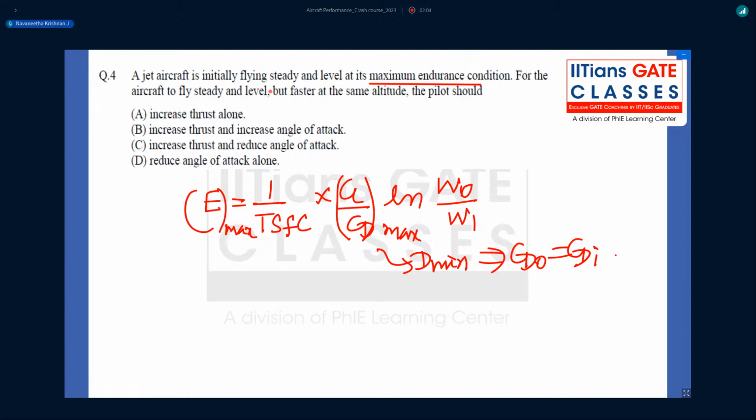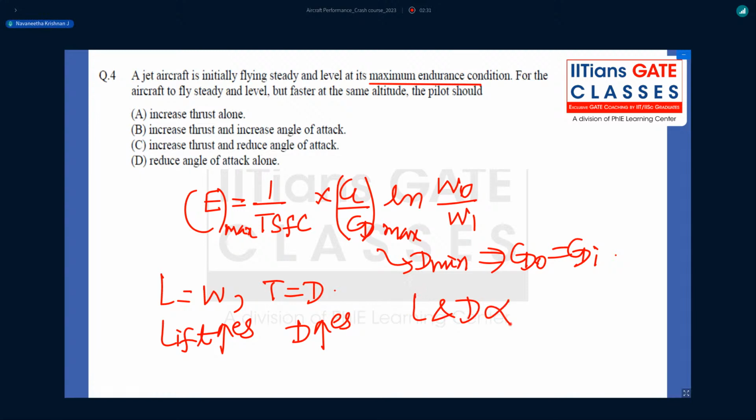They told that they are flying in a steady level flight, that is lift equal to weight, thrust equal to drag. But now we have to fly at a faster speed at the same altitude. That means lift increases. Not only lift increases, drag also increases, because lift and drag both are directly proportional to V square. When velocity increases, both lift and drag increase.